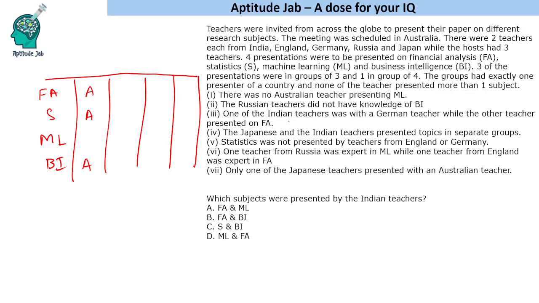One of the Indian teachers was with a German teacher while the other teacher presented on FA. That means one Indian teacher is on FA and the German teacher was not in FA, because there are two Indian teachers. One was with the German teacher, the second was on FA, right? So the German teacher is not in FA. These statements should be understood well.